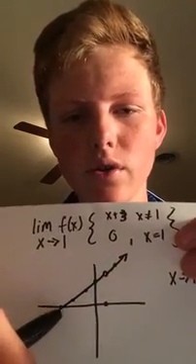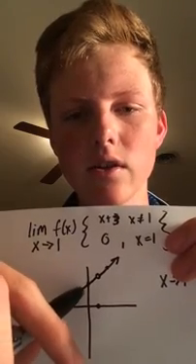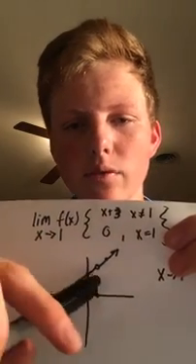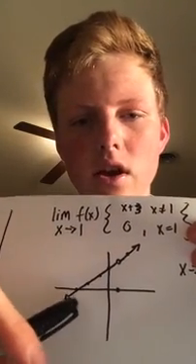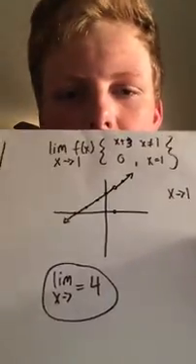So as x is approaching the x value 1, as the line is approaching x equals 1, it is going to 4. And the reason the limit is 4 is because both sides agree. So both sides are approaching 4 as x approaches 1. So our limit as x approaches 1 is going to be equal to 4. There's our second example.